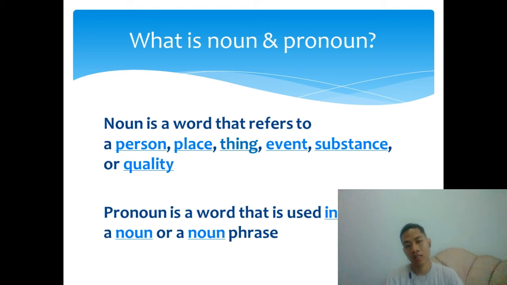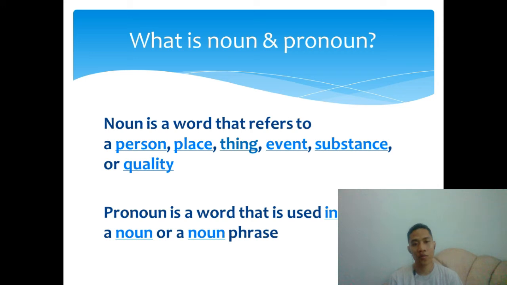So, what is the pronoun of book, for example? The pronoun of book is it. If there's only one book, how about if there are two books? What is the pronoun of two books? The pronoun of two books is they. Whether we use they or them depends on the position.